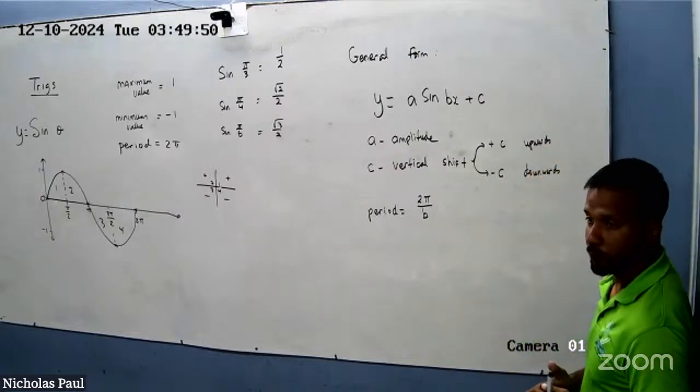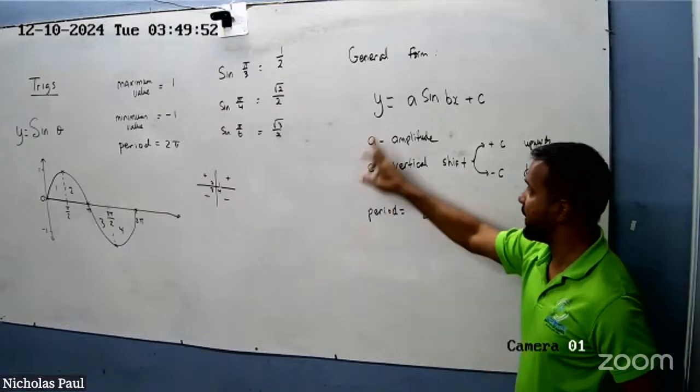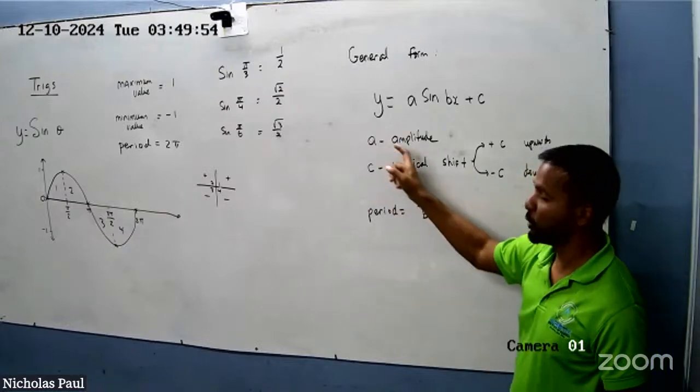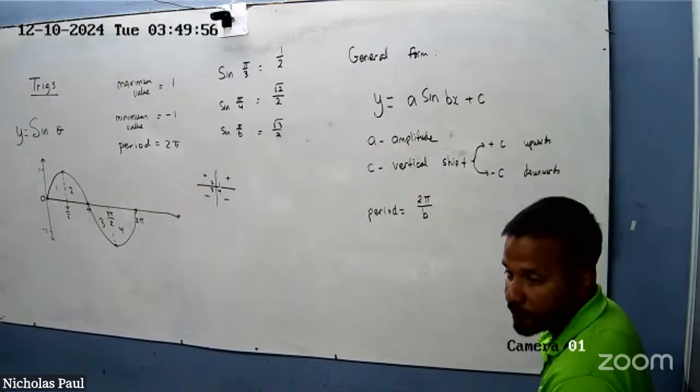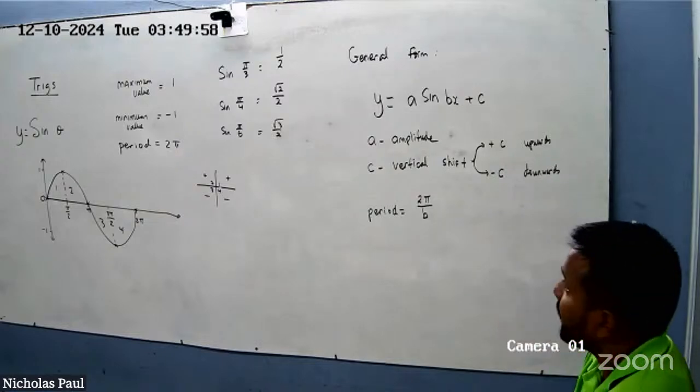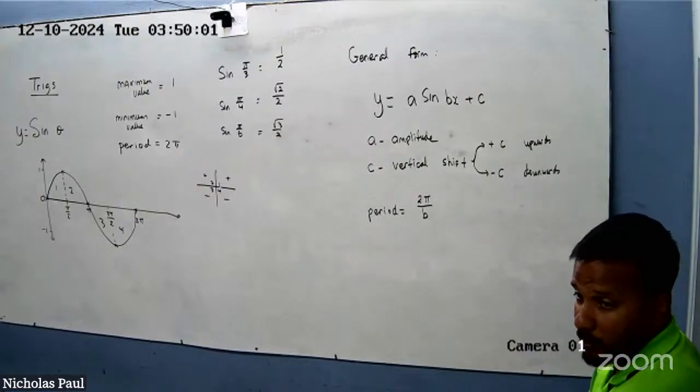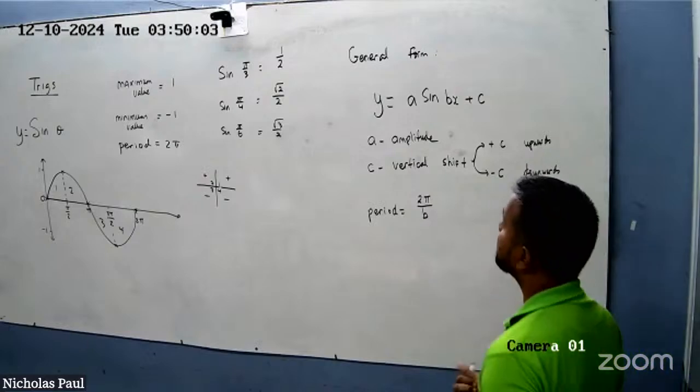Also, A, B, and C are all constants, but this is showing what each constant represents. Okay with that?